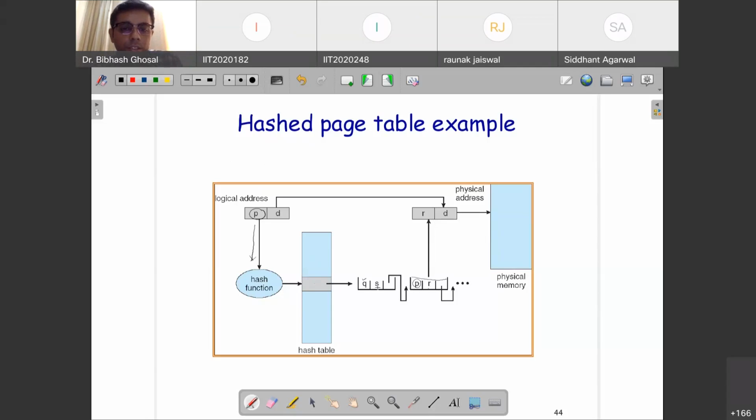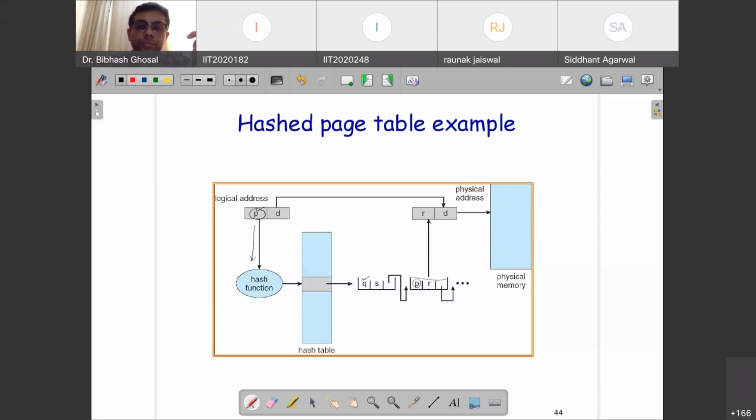Each entry in that list holds the page number that you are searching for. You started off with P. Start scanning. It is not P, so I move to the next location. P, yes, it matches. That means the second element in this is my frame. It is R. So you save this. Instead of having a table, you have a linked list. That's the difference. It's called a hash page table.